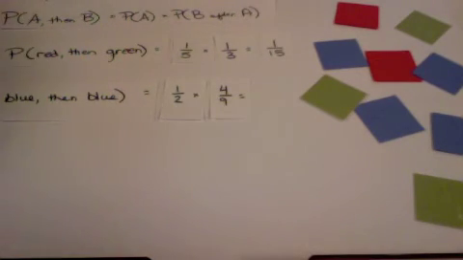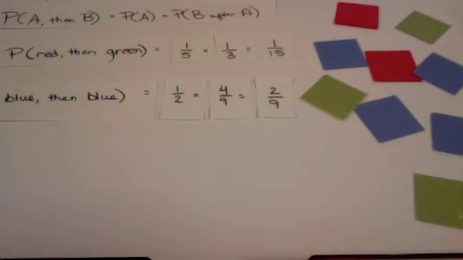Multiply straight across, 4 out of 18. Again, I'm going to simplify and get 2 out of 9. So the probability of drawing a blue, then another blue, is 2 out of 9.